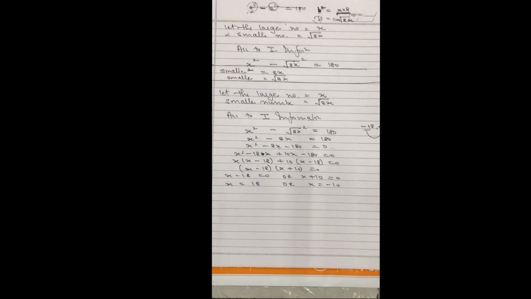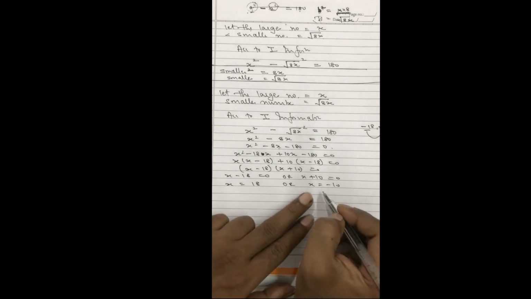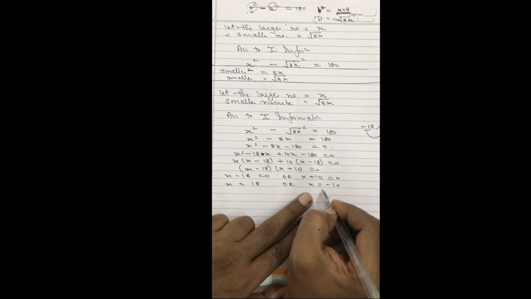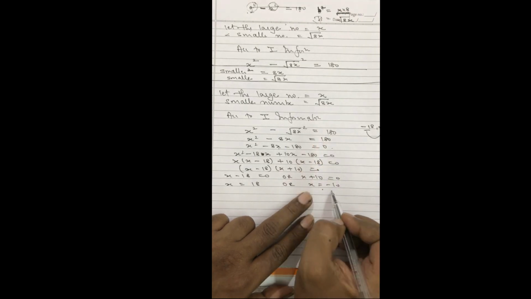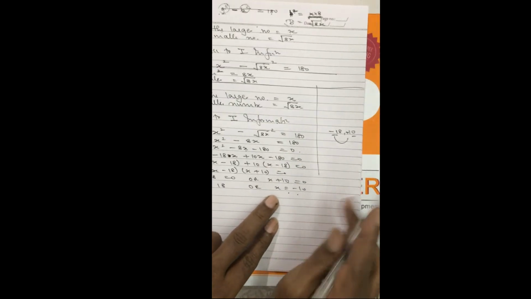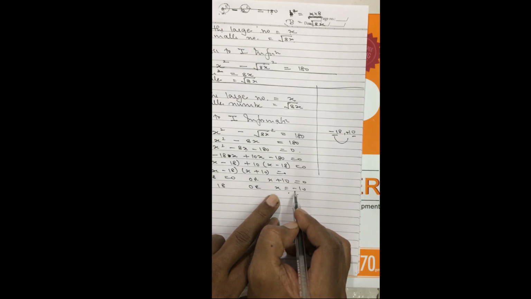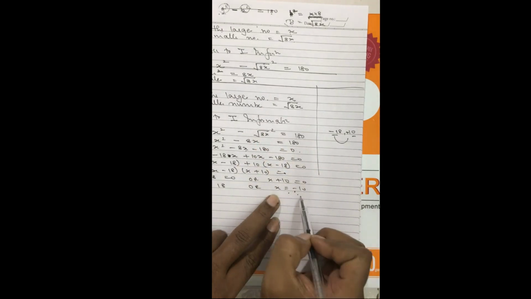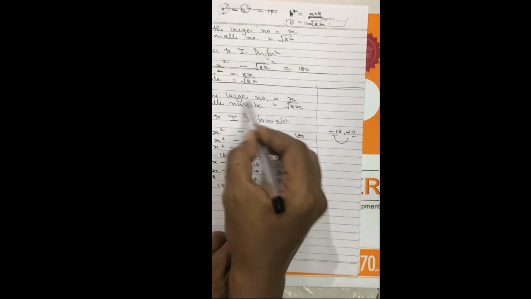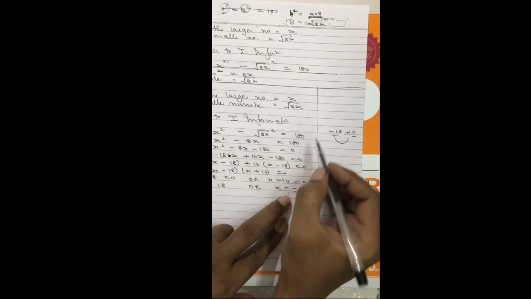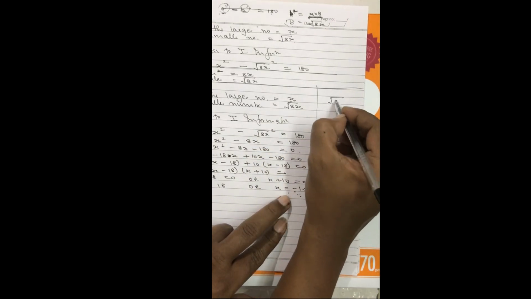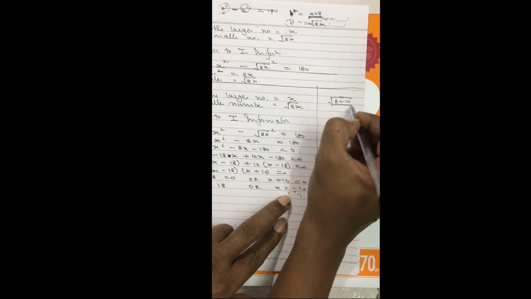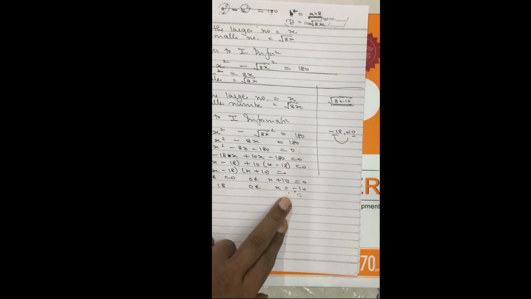Nothing told. Now we have to see whether this is possible. See, one thing we cannot do. If we consider the smaller number is minus 10. Sorry, the larger number is minus 10 because the larger number is x. Then the smaller number will be what? Root of 8 into minus 10. That will not be possible. The square root of a negative number is not possible.